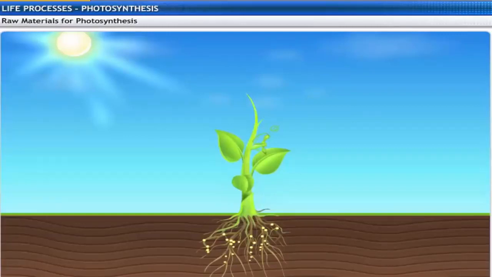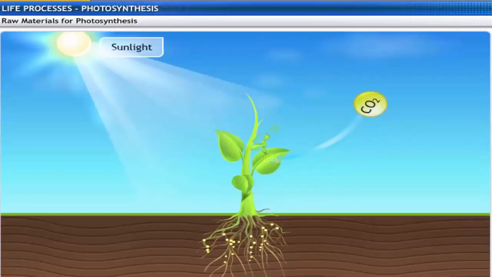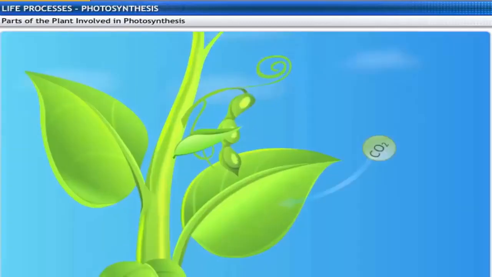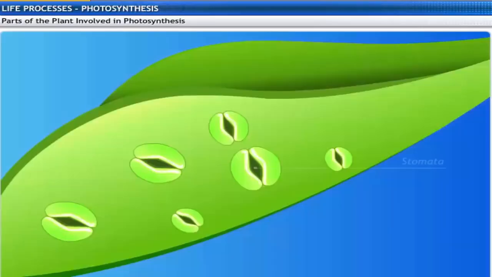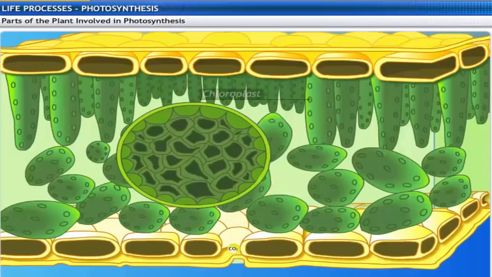Let's look at the basic raw materials needed to perform photosynthesis. Sunlight acts as a source of energy. Carbon dioxide is obtained from the atmosphere. Water is absorbed from the soil by the roots of plants. Leaves have tiny pores on their surface called stomata. Stomata let in the carbon dioxide from the atmosphere. The carbon dioxide then diffuses into cell organelles called chloroplasts, which carry out photosynthesis.